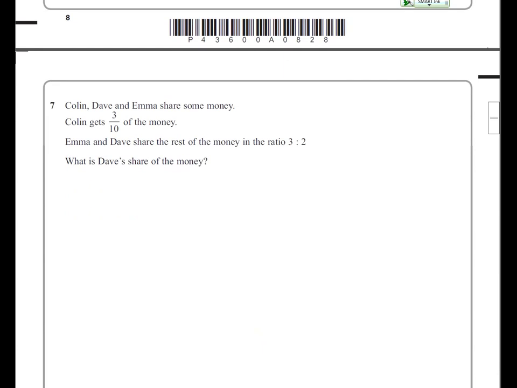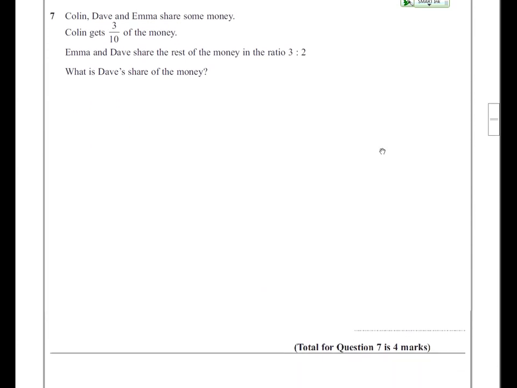Okay, question 7. Colin, Dave and Emma share some money. It's nice of them. Colin gets 3/10 of the money. Now always use C for Colin, E for Emma, D for Dave, etc. to save your working out time. Emma and Dave share the rest of the money in the ratio 3:2. So Emma wants 3 parts and Dave wants 2 parts, so they have to have a total of 5 parts to share. What is Dave's share of the money?